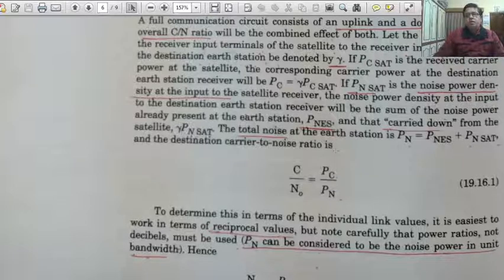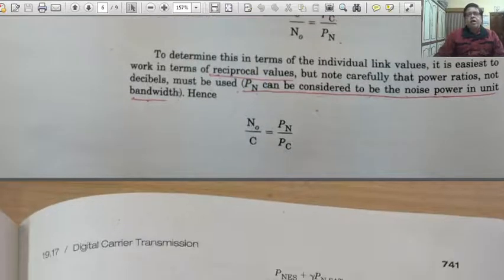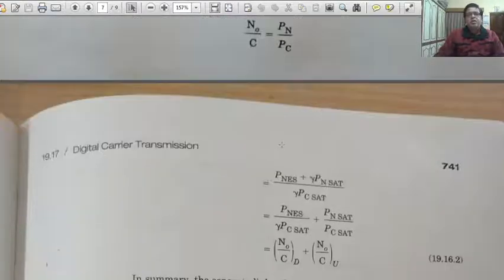ratio, the destination carrier to noise ratio, is C upon N0, equal to Pc upon Pn. To determine this in terms of the individual link values, it is easiest to work in terms of reciprocal values, but note carefully that power ratios, not decibels, must be used. Here, Pn can be considered to be the noise power in unit of bandwidth.